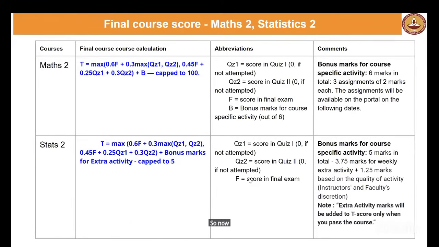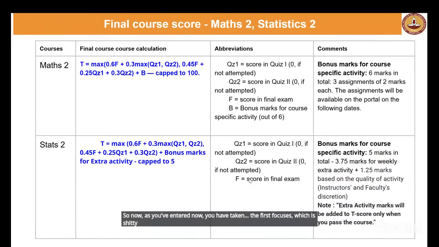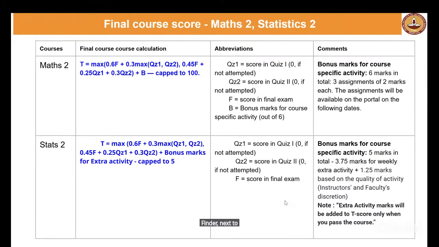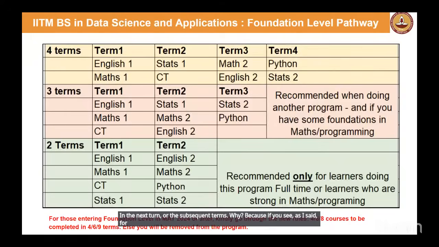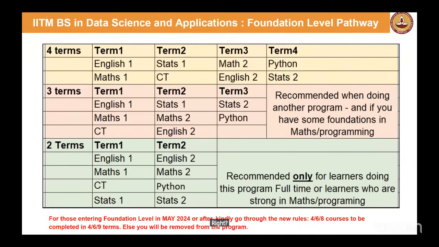As you have entered now, you have taken the first 4 courses, which are CT, Maths 1, Stats 1, and English 1, I suppose, right? Yes. Only after you complete these 4 courses in this term will you be eligible to take your next 4 courses in the next term or subsequent terms. Why? Because for these set 2 courses, you have prerequisite conditions. To take English 2, English 1 has to be completed. For Maths 2, Maths 1 has to be completed. Stats 2 needs Stats 1, and Python needs CT to be completed.